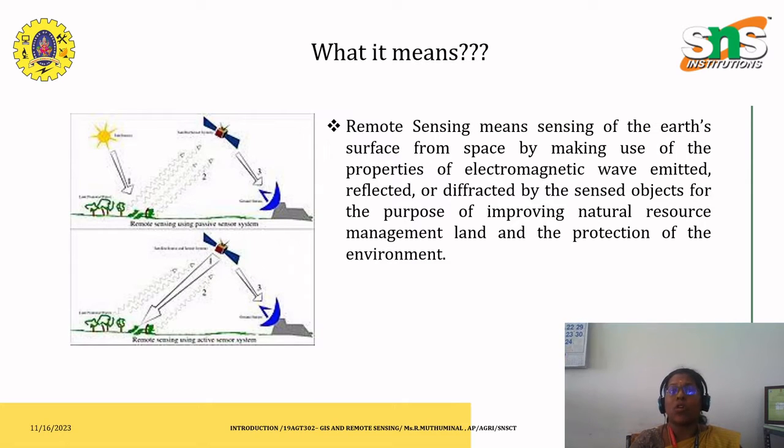So we do know that electromagnetic radiation is capable of traveling throughout space, and these waves could be reflected or diffracted whenever they hit or are sensed by an object. For the purpose of improving natural resource management, we are trying to utilize this kind of electromagnetic wave that has been reflected, diffracted, which could be observed or stored by the sensors available on the satellite, which is revolving in orbit, so that the data surrounding natural resource management could be collected, which could be implemented in protection of the environment.